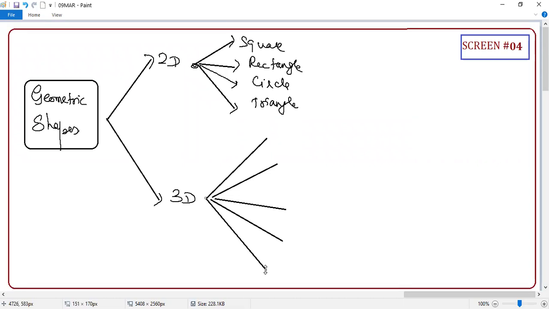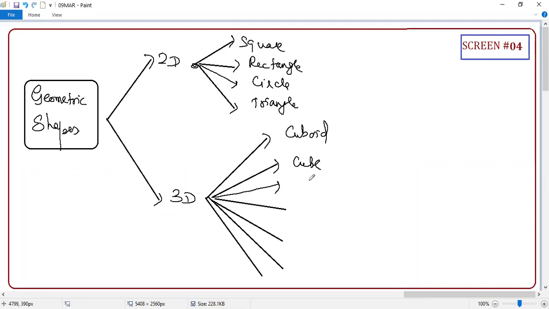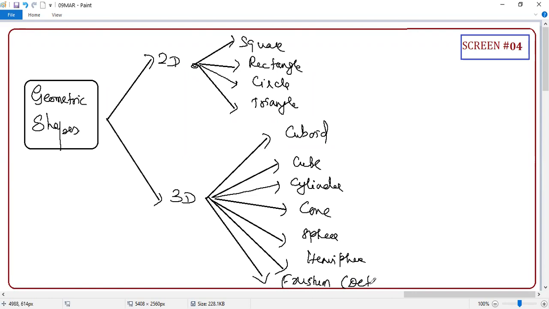How many are you going to learn, guys? Listen carefully. Very important. What are the things you are going to learn? Cuboid. Cube. Then what you have to know, student? I'll take one more. That is cylinder, cone, sphere, hemisphere, and also frustum. But this is deleted, student. This is deleted for COVID.